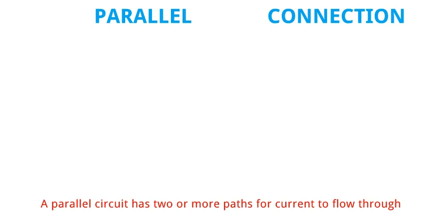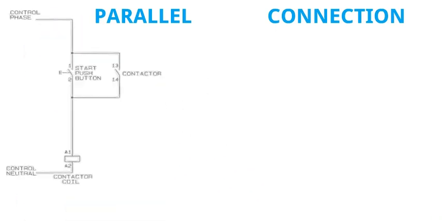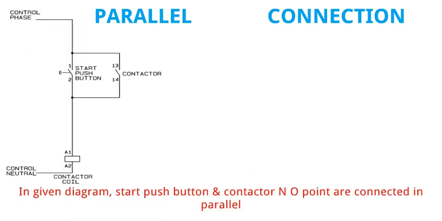Parallel connection. A parallel circuit has two or more paths for current to flow through. In a parallel circuit, all components are connected across each other. Look at an example. In the given diagram, start push button and contactor NO point are connected in parallel.